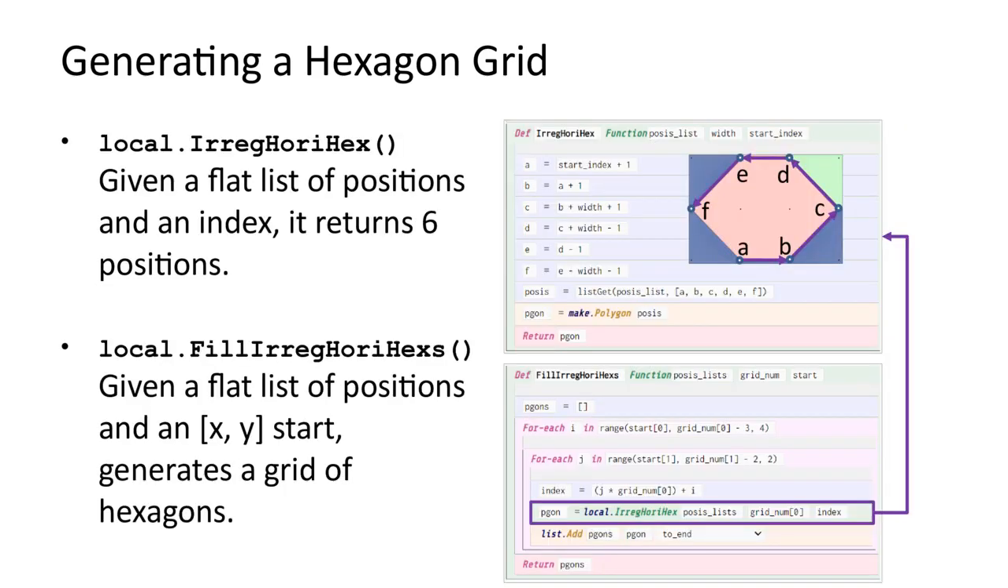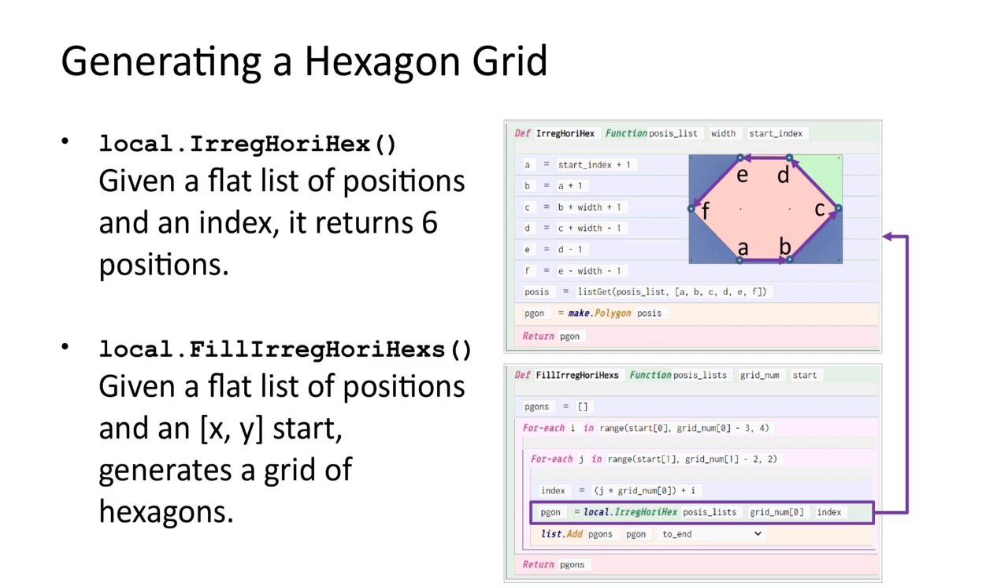Two local functions are defined. The first function creates a hexagon at a particular location in the grid. The input parameters for the function are the list of positions, the width of the grid in the x direction, and the start index. The start index is a flat index that specifies the location to generate the hexagon. It is the bottom left-hand corner of the shape. Based on the start index, 6 positions are extracted from the grid and returned.